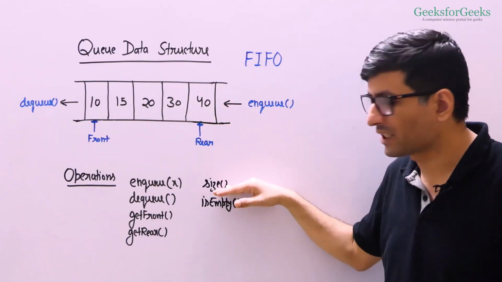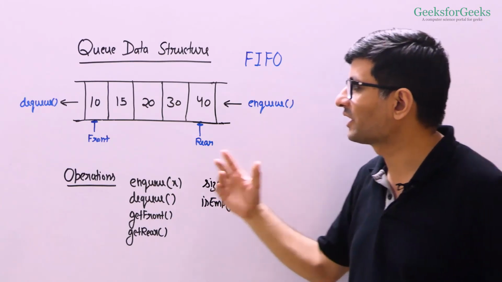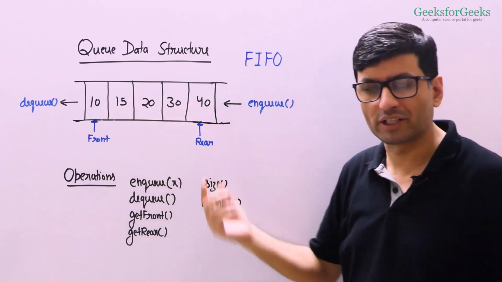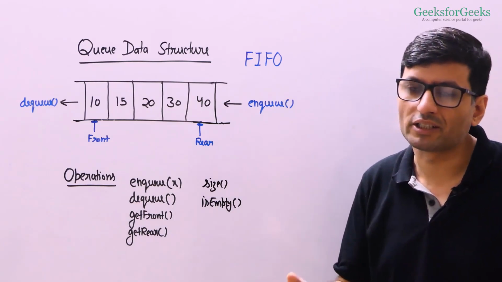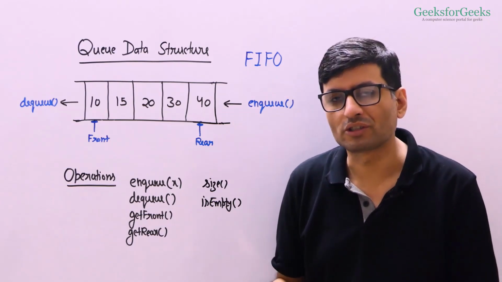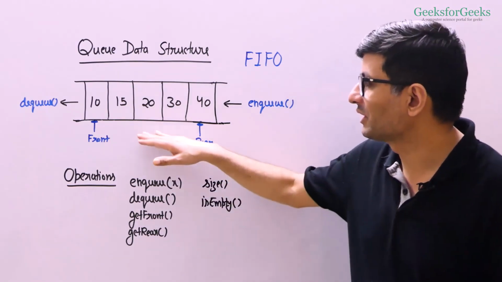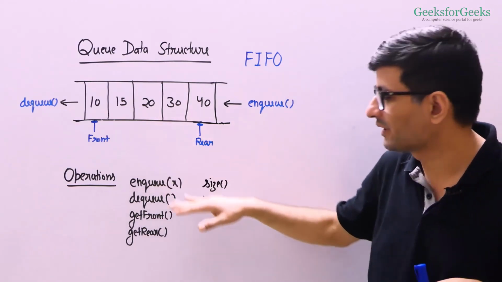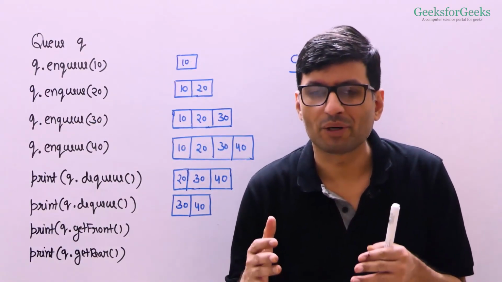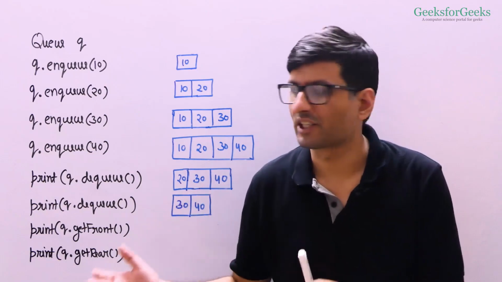We have other operations like size and is empty. Size for this queue is going to give you the output as 5. There are 5 items in the queue right now. Is empty simply returns a boolean value. It returns true if the queue is empty. It returns false if the queue is not empty. So if you see this queue example, this is not empty and is empty function is going to give you output as false.